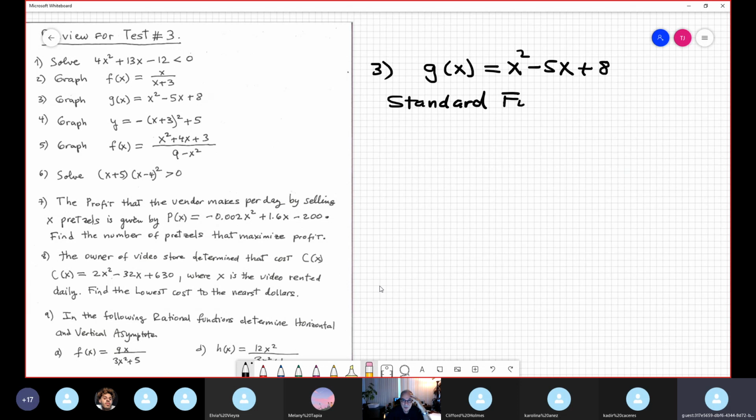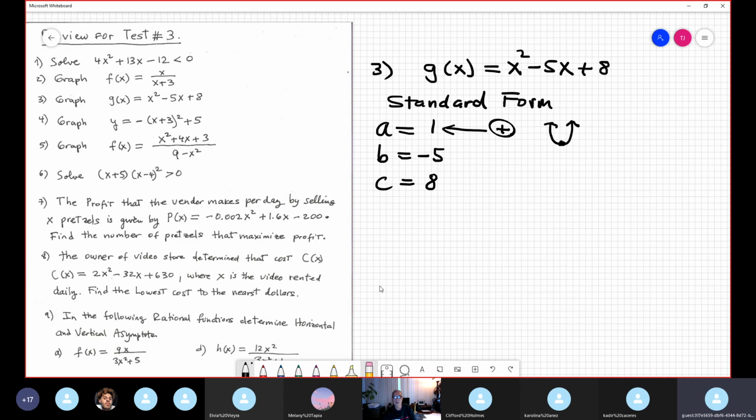Standard form, in my opinion, is easier. So you are familiar with the quadratic equation, ABC. The A is, in this example, positive 1. B is negative 5, and C is 8. Now, in the parabola, the most important thing is looking at the sign of the A. In this case, it's positive, a positive 1. That means our parabola opens up. Right?